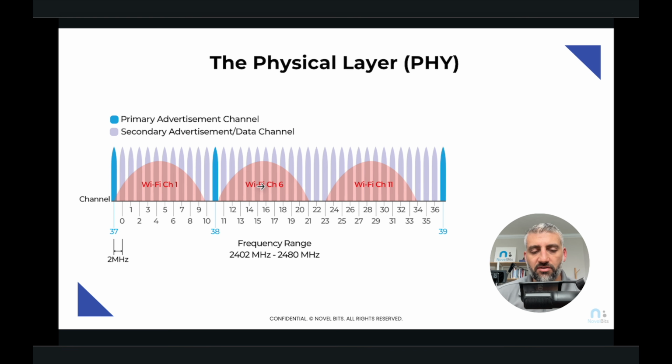So when we look at the 2.4 gigahertz spectrum, the ISM band, or the industrial, scientific, and medical band, which is utilized by Bluetooth Low Energy as well as Wi-Fi and other technologies, this is how the spectrum is split up in the context of Bluetooth Low Energy. You have 3 advertising channels. These are called the primary advertising channels, and they're highlighted in the dark blue here. The other ones, in a purple color, are called secondary advertising or data channels.